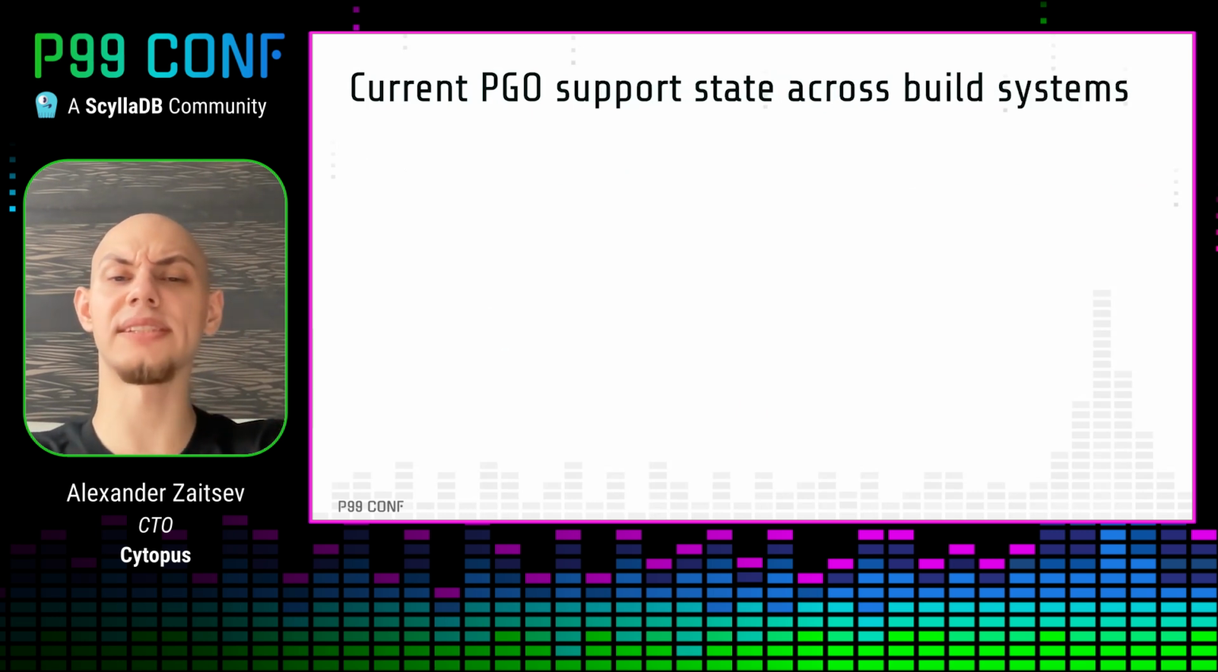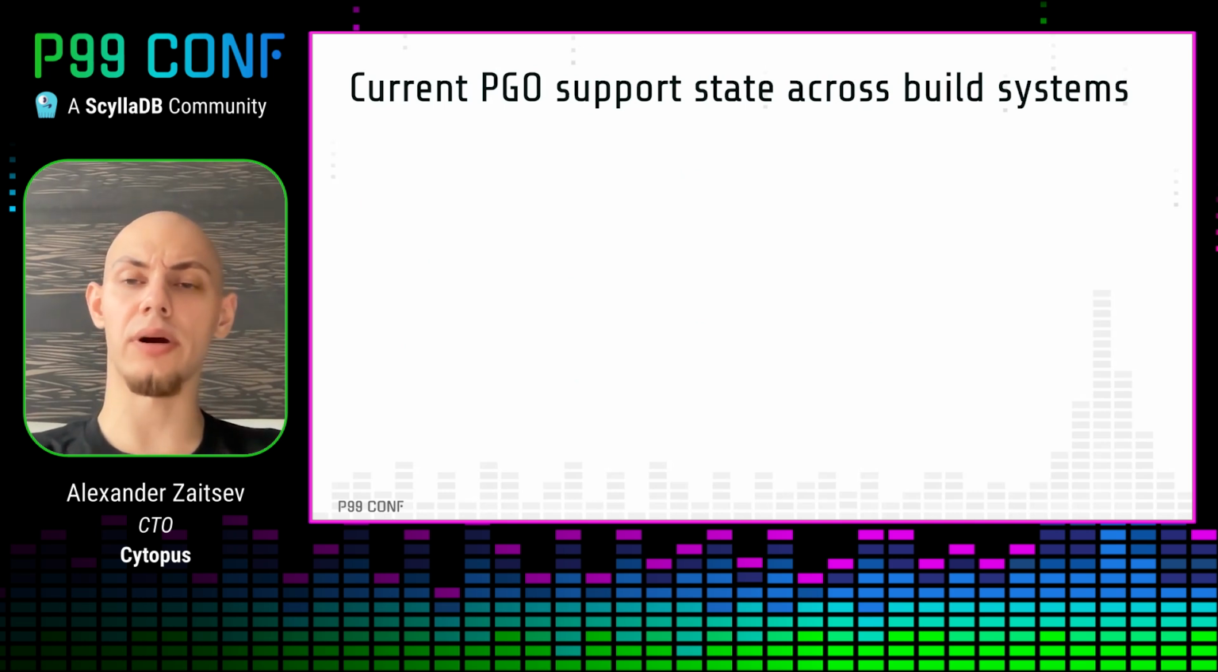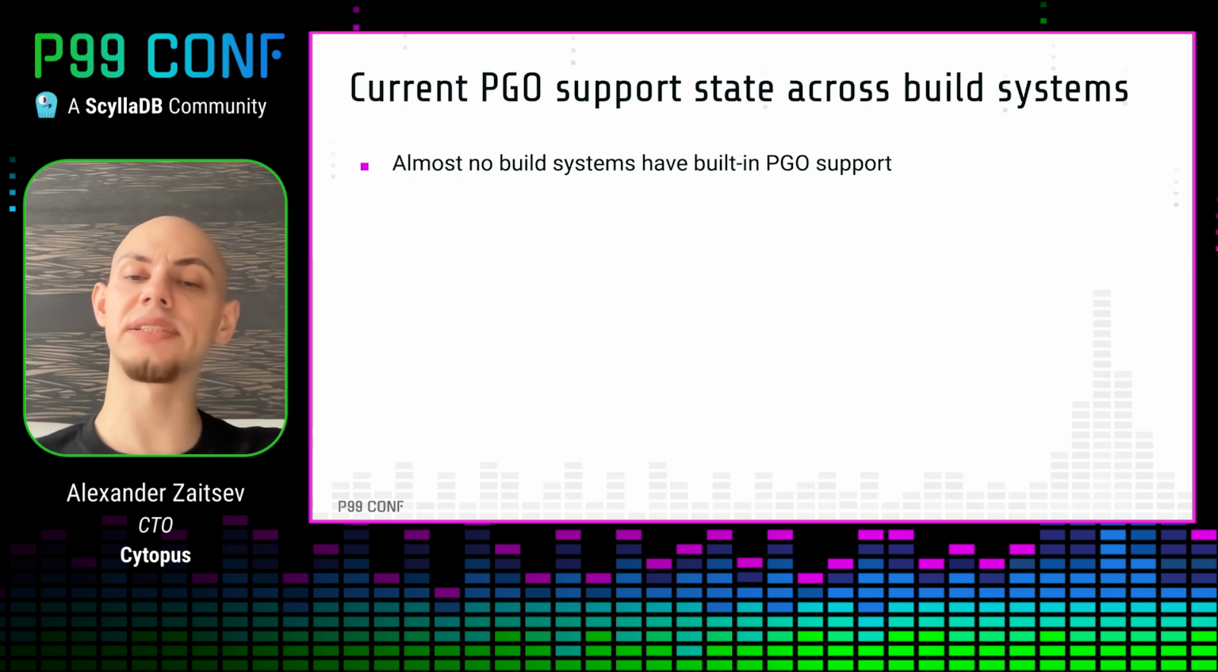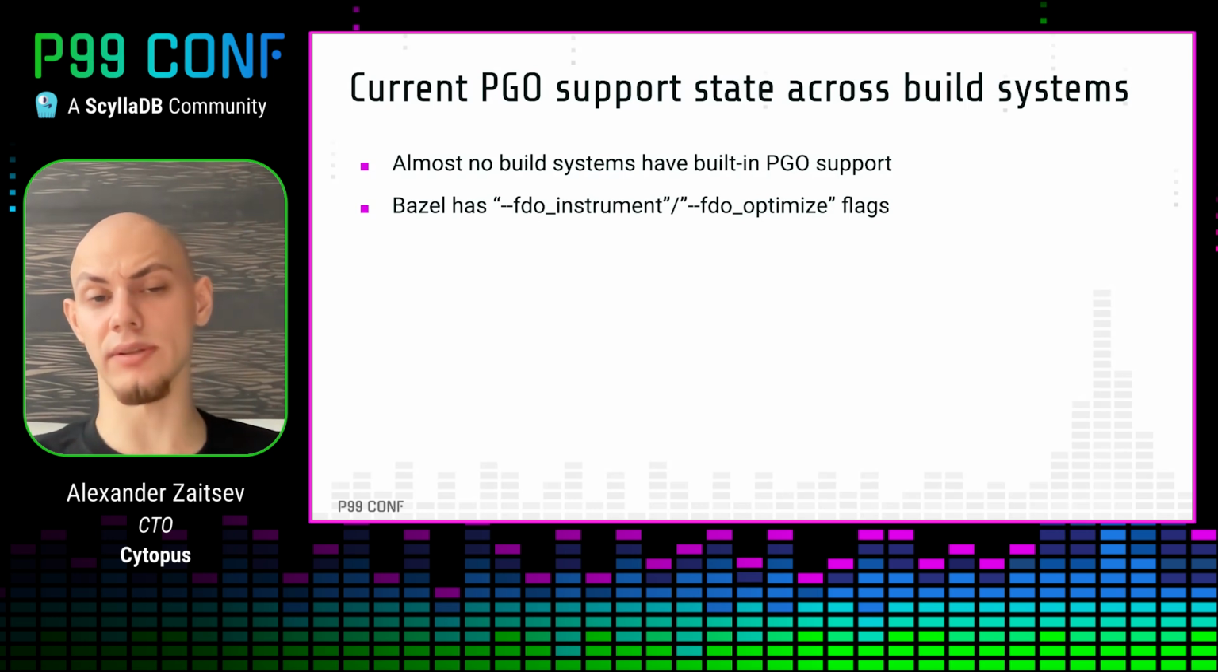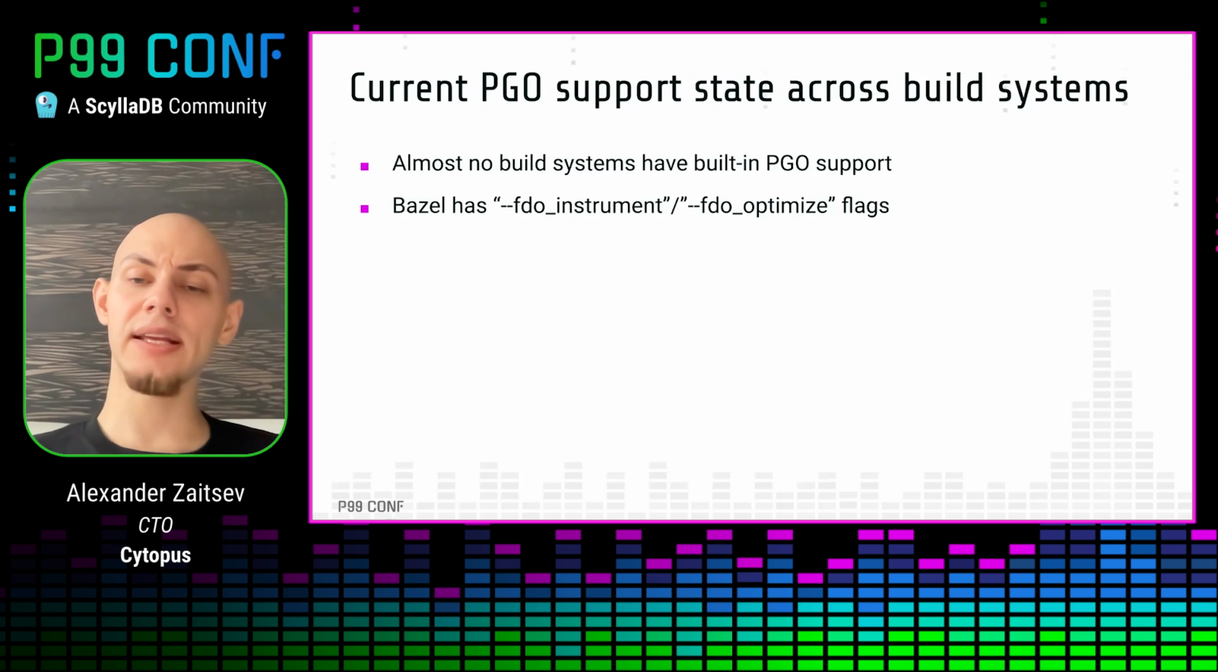What about current PGO state across build systems? Because usually we don't build our software directly via invocation of the compiler. We use some kind of build system. Unfortunately, almost no build system has built-in PGO support. As far as I know, only Bazel has some kind of PGO support in its flags. It's called FDO, with instrument and optimize flags. It also has some drawbacks because, like any abstraction, it hides some of the most advanced PGO stuff from you. So if you want to use it, you will need to pass compiler flags manually.